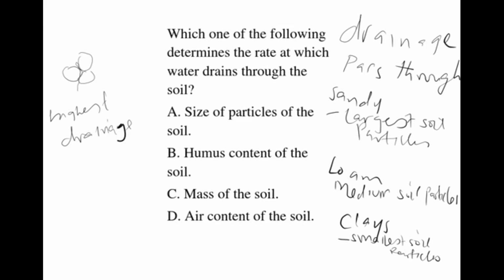All these physical properties of soil that include drainage, capillarity, and texture are determined by the size of the soil particles. So the soil with the largest soil particles has the highest drainage. Therefore, the correct answer is A. That is the size of the soil particles.